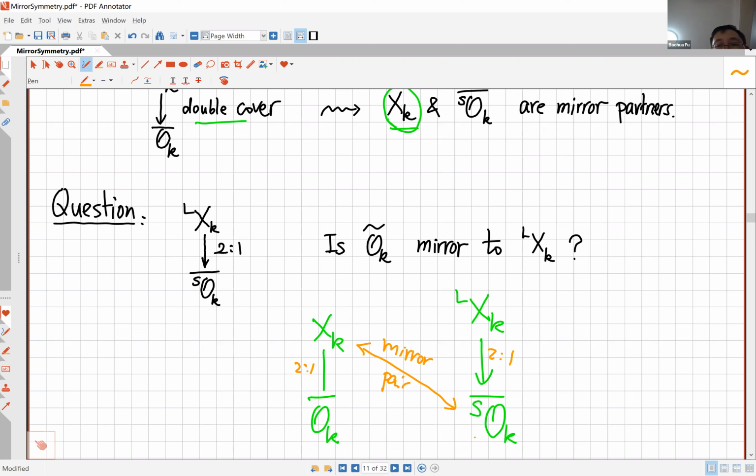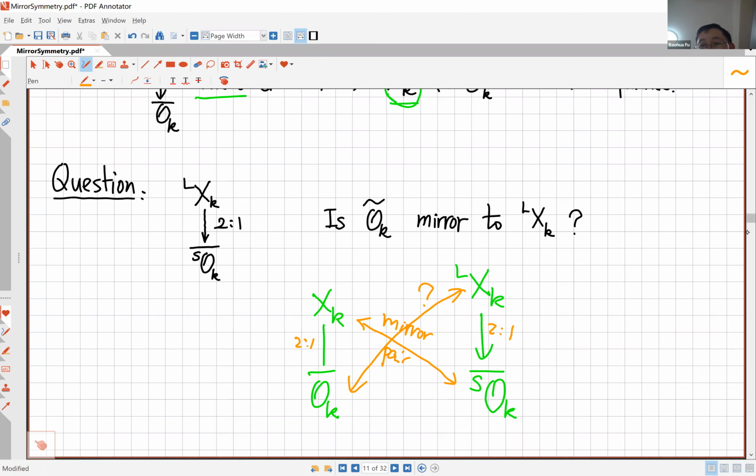But then the question is whether this part is also a mirror pair. So this is a question. In fact, it turned out this is not always true, in the sense that the mirror pair is not symmetric. So if you change the order of these two orbits, then it's no longer a mirror pair.